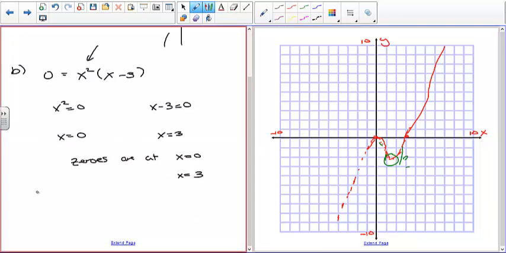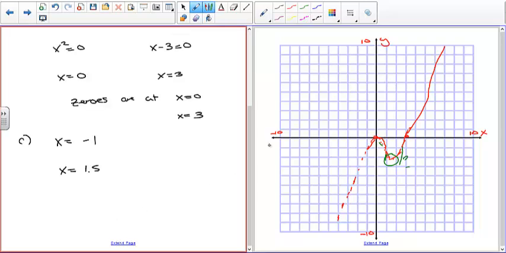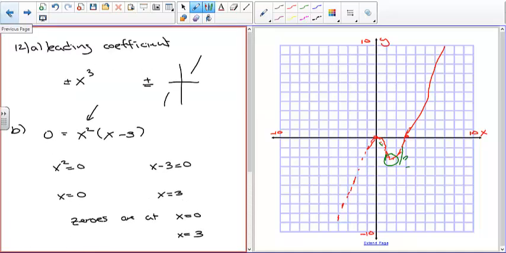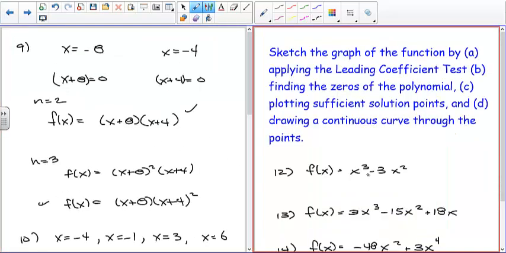So part C is pick some other points. We're going to pick x equals -1. Then x equals, we'll go halfway between here. Well, yeah, let's go to 1.5. That's halfway between 0 and 3. And we'll do x equals 4, which is just to the right of where that crosses the x-axis. So those are the x values. We're going to just plug them into the function. Going back to the problem statement, it's x cubed minus 3x squared.